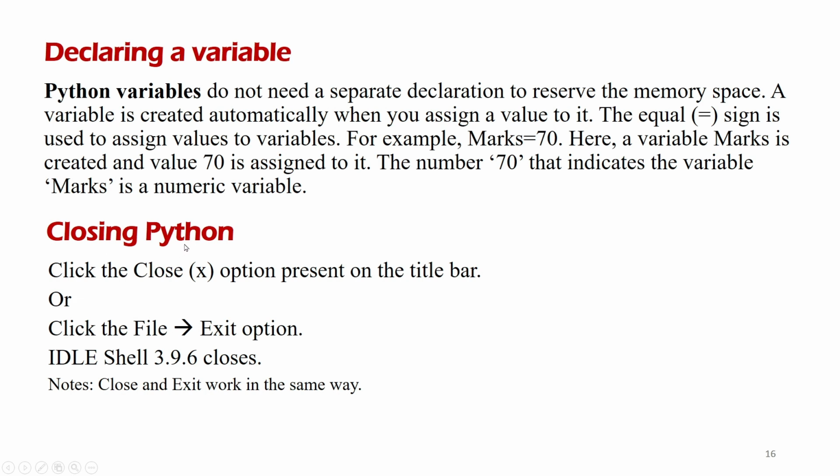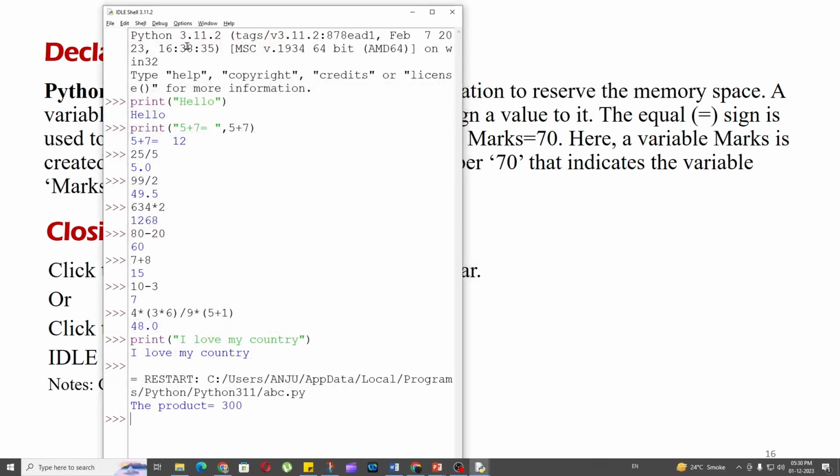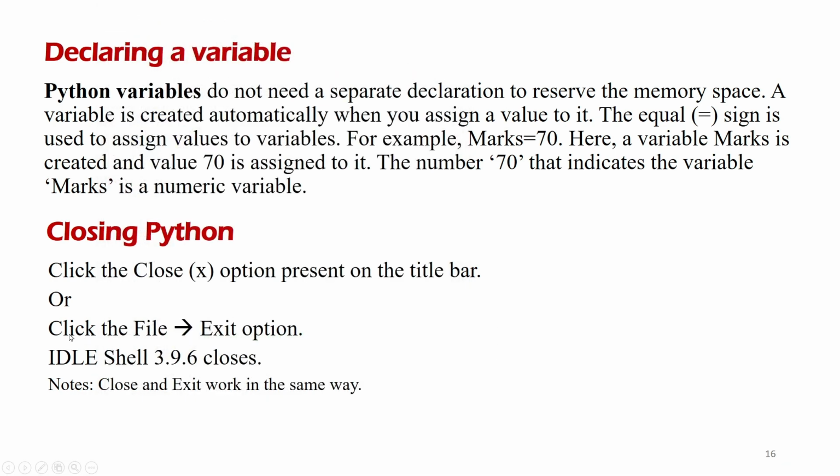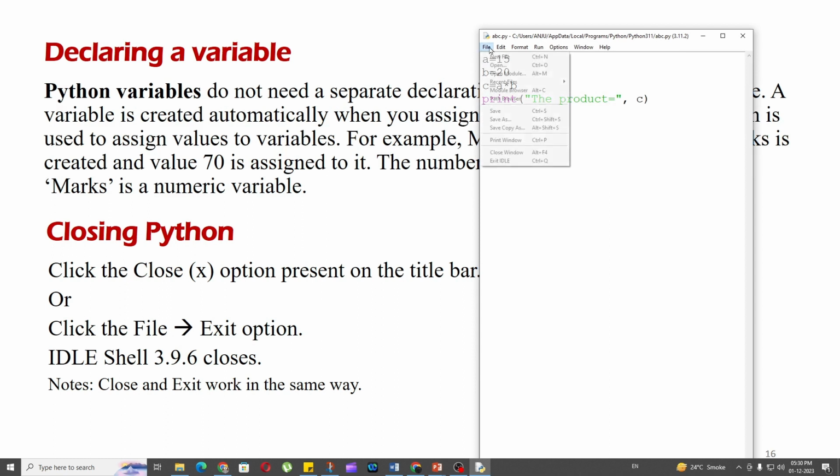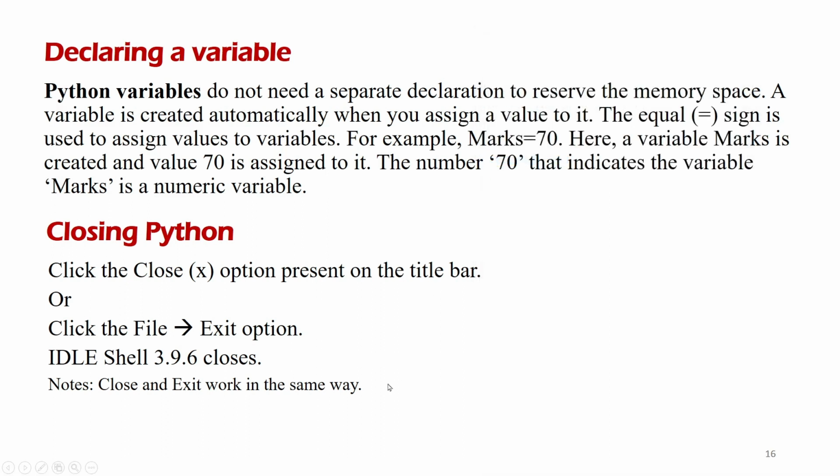Now how will you close Python? Click the close option present on the title bar. Here it is. Let us close it. Or click File and click on Exit. Here also you can do Exit IDLE. Did you get that? This could be done in both the modes. IDLE shell will close. Close and Exit work in the same way.